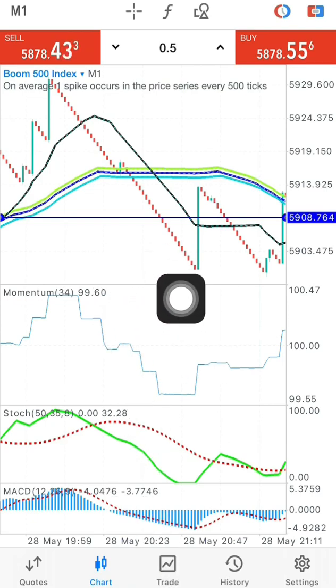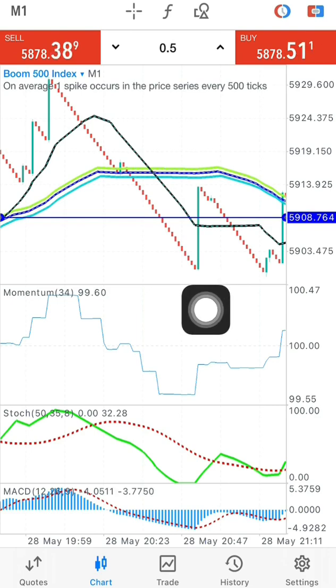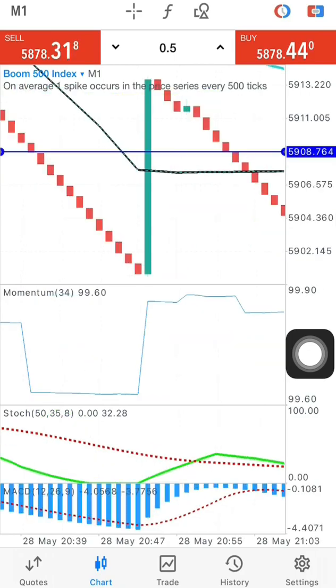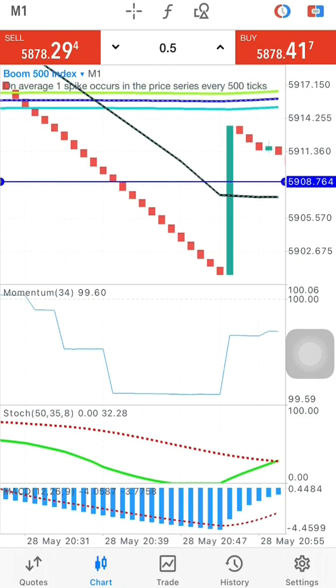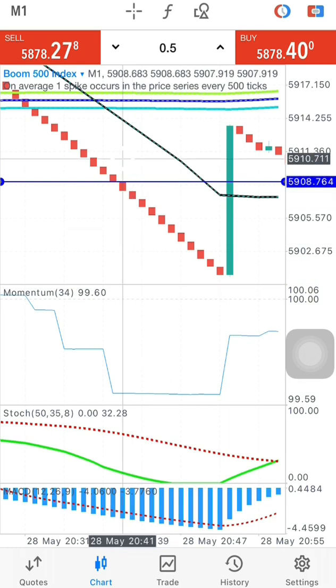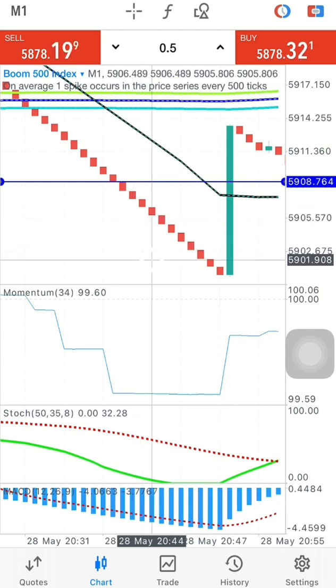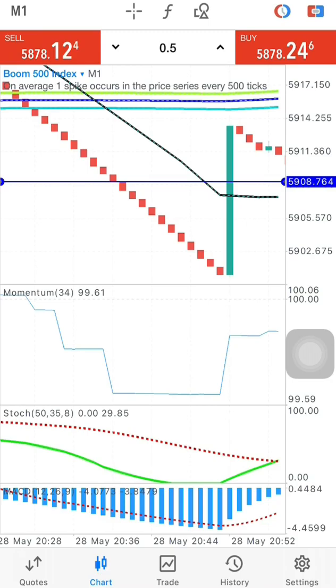Even 10 candles is good before the spike happens. So let's count the candles from here to where the spike happened. That is almost 11 candles. Yes, it's 11 candles, but I say you should take your 10 candles. So 1, 2, 3, 4, 5, 6, 7, 8, 9, 10, 11. Wow. And the 12th is the spike. The spike came at 12 candles, that is what formed the spike.